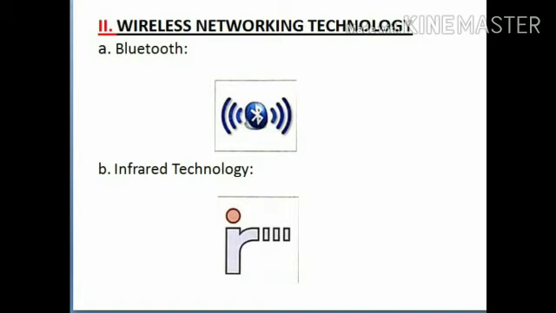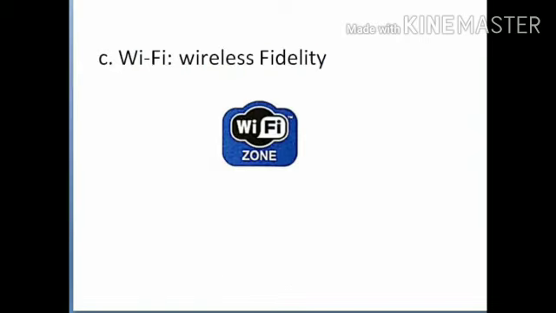Second is infrared technology. It is a short range communication technology that covers approximately 5 meters of distance. Infrared communication can take place only between two devices at a time. The major disadvantages of infrared technology are: first, infrared signals cannot penetrate walls, and the second is they work only in a direct line of sight. Its major example is remote control. Remote control is the most common example of infrared communication.